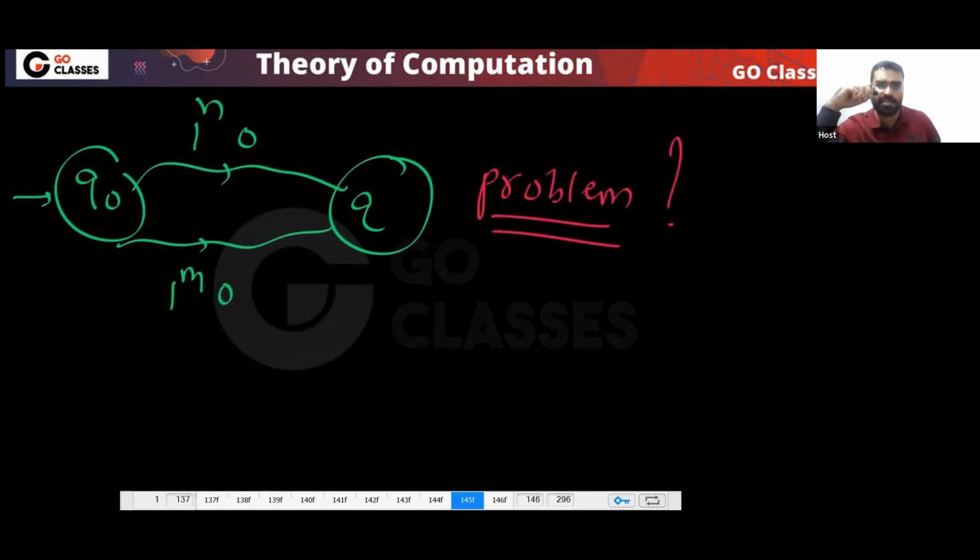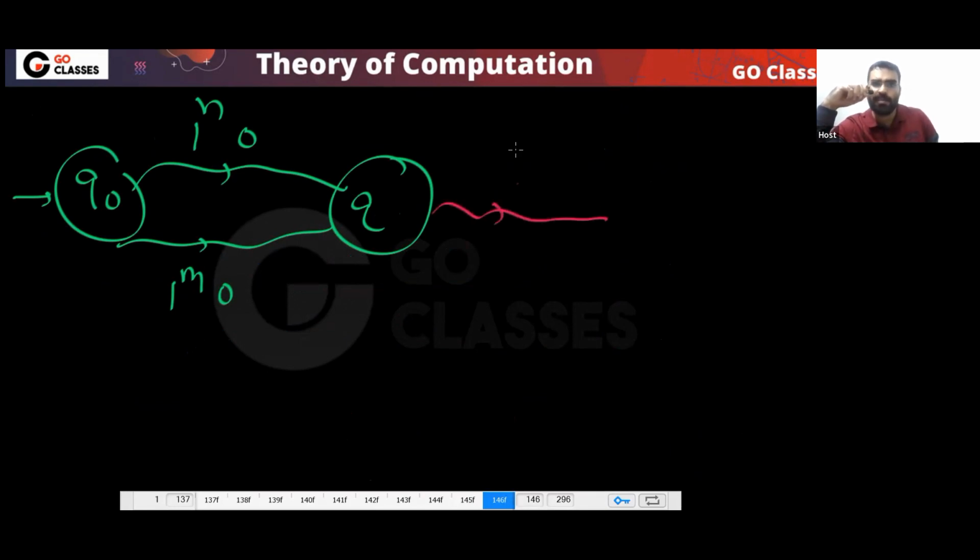Yes, there will be a problem. What is that problem? The problem is very simple. Finally, tell me, which extension will create the problem? Consider this extension: 0 power n minus 1. It will create a problem.